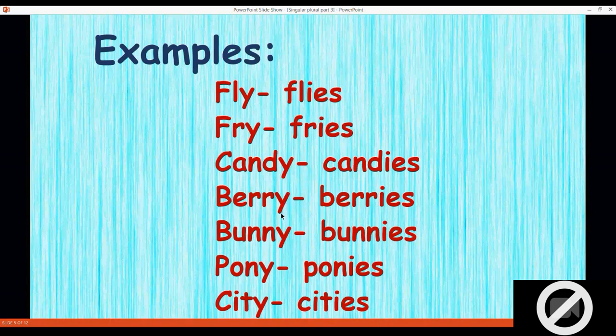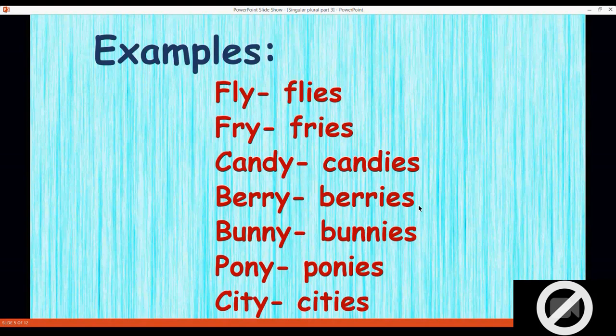We have Y at the end of the word. Also we have a consonant before the letter Y. So we will take away Y and we will write IES so that it becomes berries.